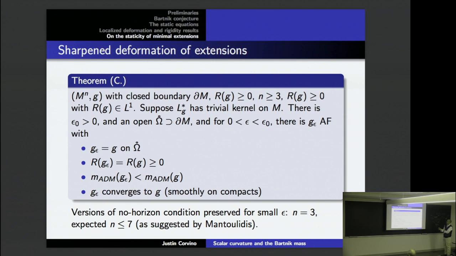Then there's an epsilon positive and a small open set around the boundary, a region around the boundary you want to preserve, and a family of metrics, g epsilon, which are asymptotically flat. They agree with the original metric in a neighborhood of the boundary. Scalar curvature is not only non-negative, but it agrees with the original scalar curvature of g. The ADM mass comes down from the original metric, and you get convergence of g epsilon to g, smooth on compact sets. The idea of having a family of these for small epsilon is to try to establish a no horizon condition, which you can do for n equals 3, and I believe up to dimension 7.